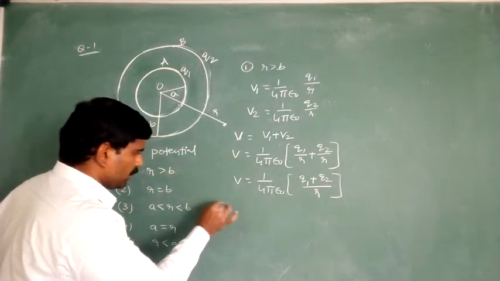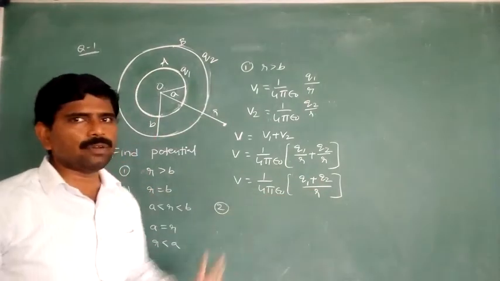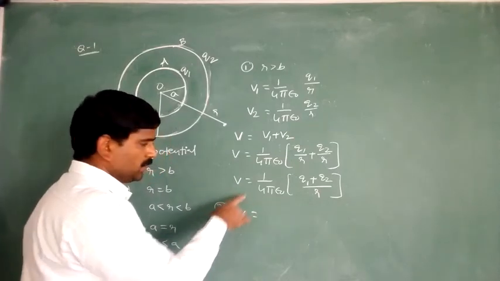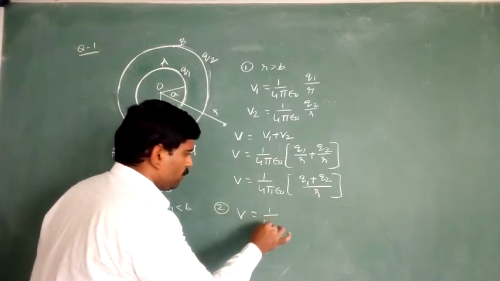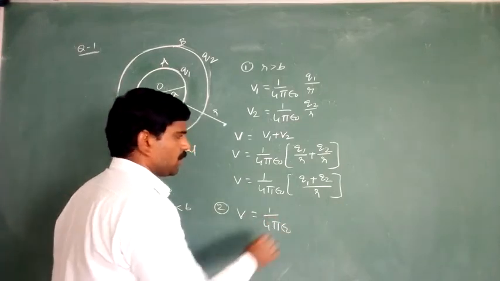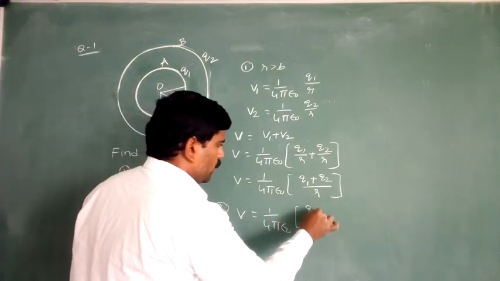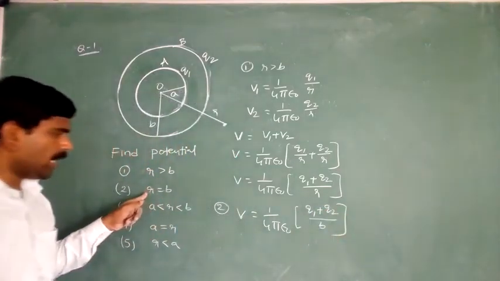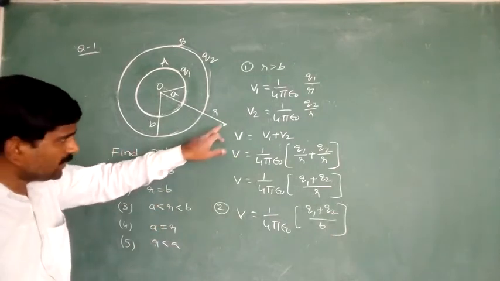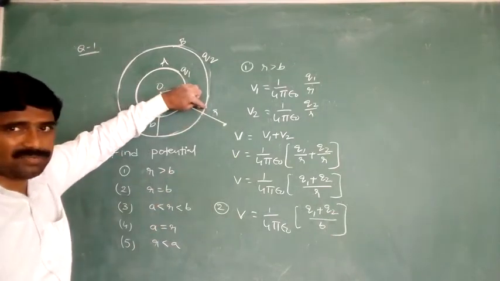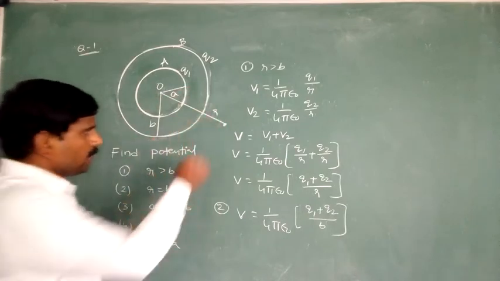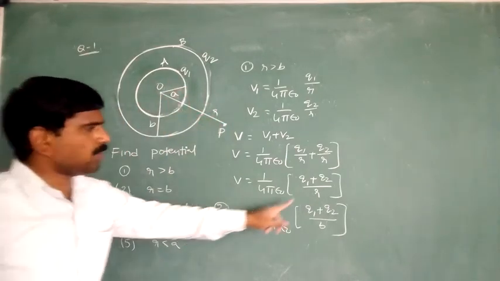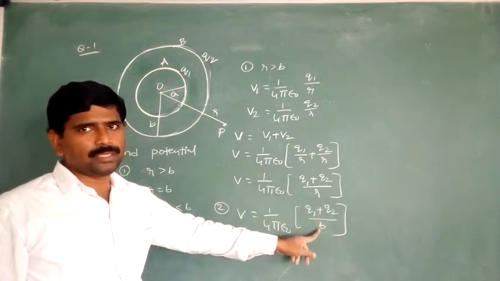For the second one, in this situation, R is equal to B. Therefore, potential V is equal to, this is the first one, this is the second one, 1 by 4 pi epsilon naught into Q1 plus Q2 whole by B. Why? Because here R is equal to B. Means this point P is on the surface of the second shell. Right now the distance is equal to the radius of the second shell only.